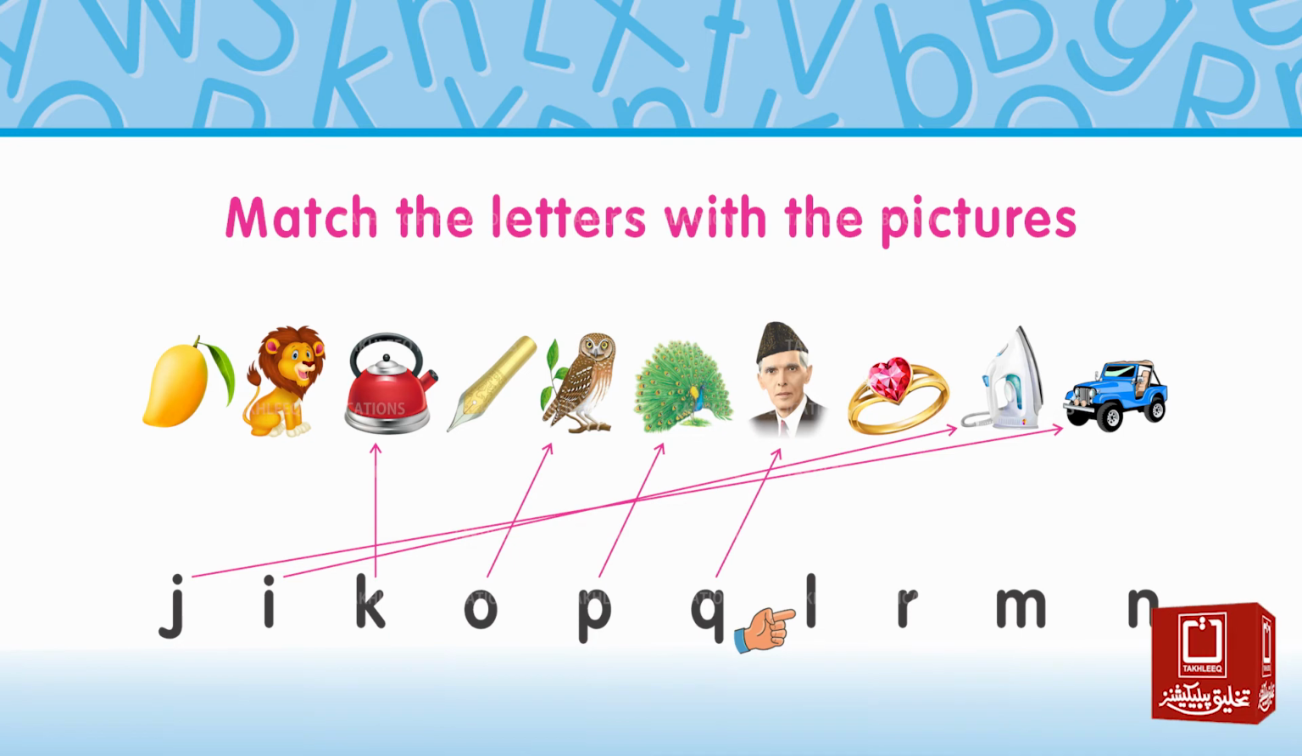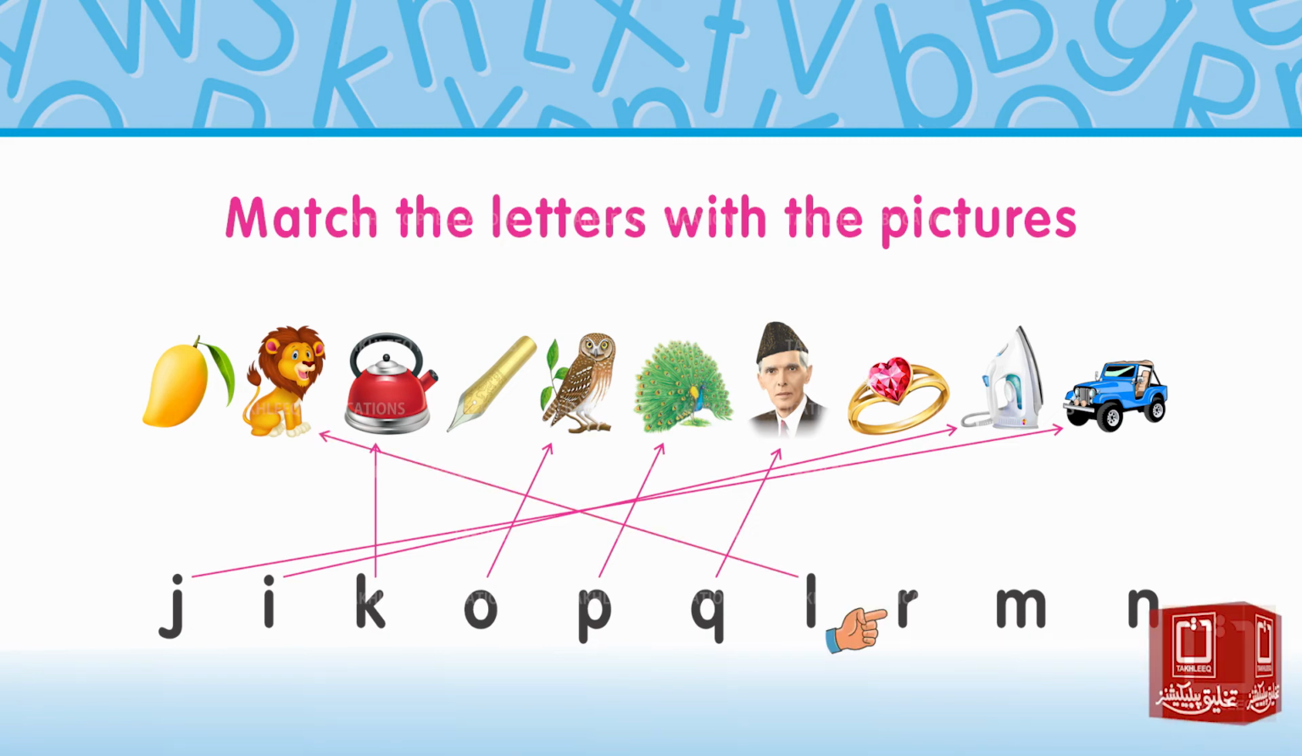L stands for lion. Now we search the picture of a lion. Mango, lion. Yes, this is the picture of a lion. So we match L with the picture of a lion.